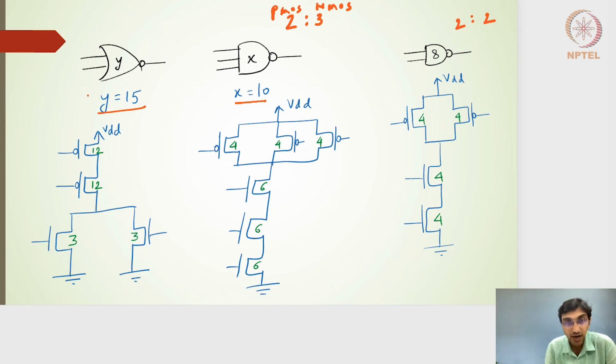If we have the value of Y as 15 for a 2-input NOR gate, remember that for a 2-input NOR gate, I should have a 4:1 ratio, the 4 being for the PMOS and 1 being for the NMOS. So I'll make it into 5 parts. So 4 by 5 multiplied by the Y value should be given to the PMOS side, which turns out to be 12, and 1 by 5 of the Y value will go towards the NMOS, which turns out to be 3. All right, hope this is clear.